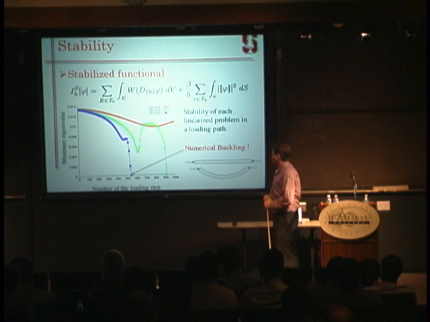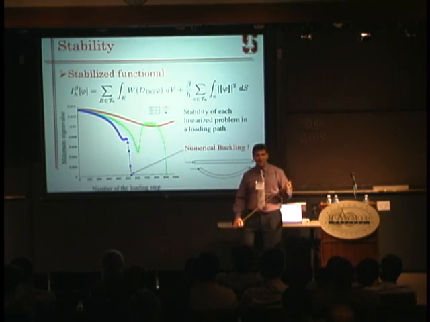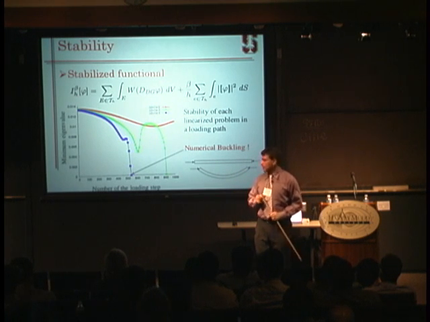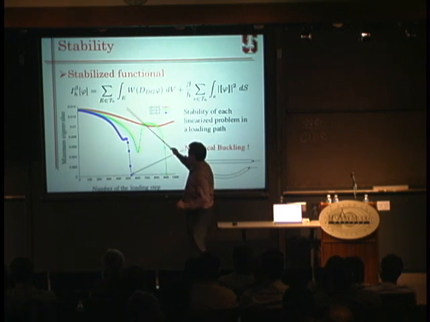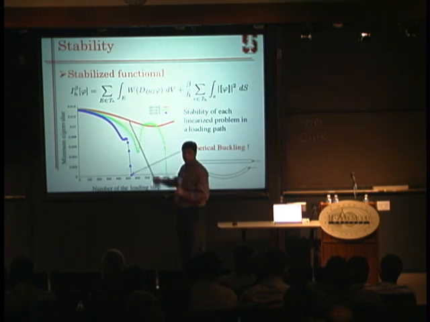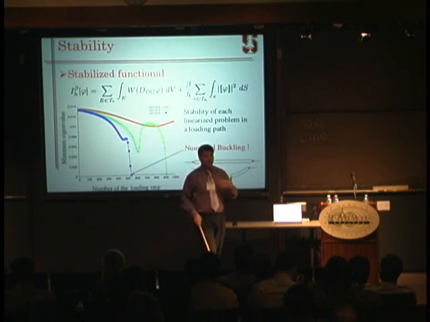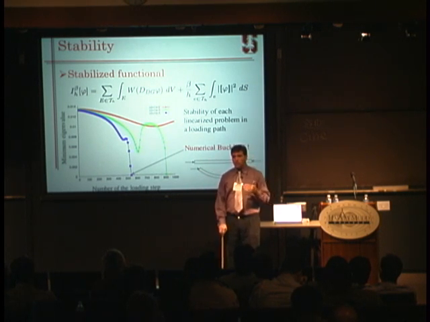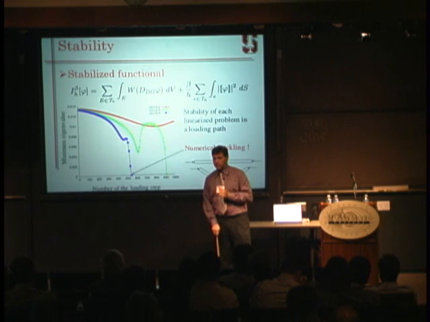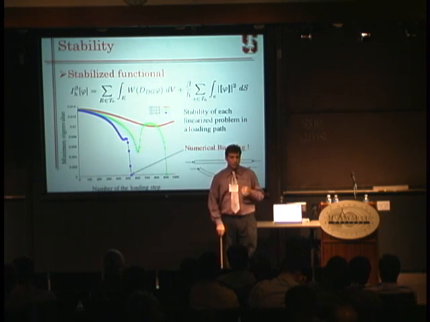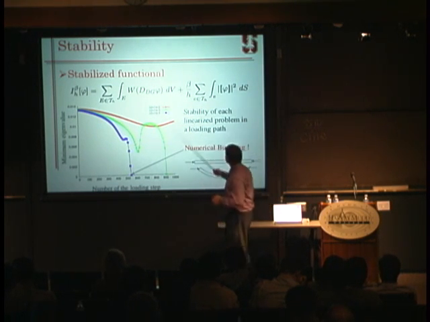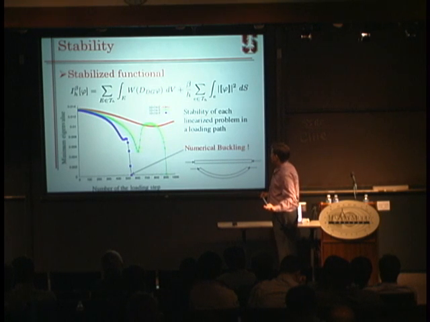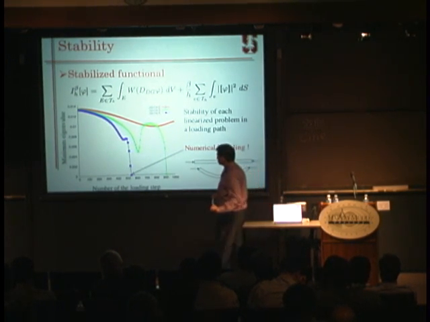So this is not as much of a paradise as I'm describing it. Sometimes things go bad, and go bad in this sense. Sometimes the linearization of your discrete functional loses positive definiteness, even though the continuous problem may not lose it at that point. So this is like a numerical buckling, a numerical loss of stability. So you need to add some stabilization, and this is the type of stabilization that we add. This is standard in discontinuous Galerkin, and this is the effect of stabilization.